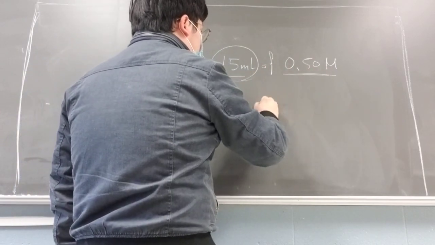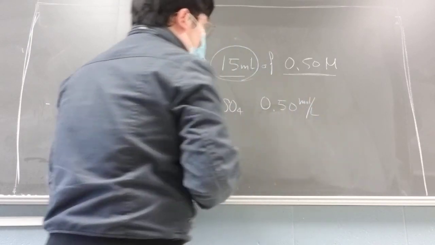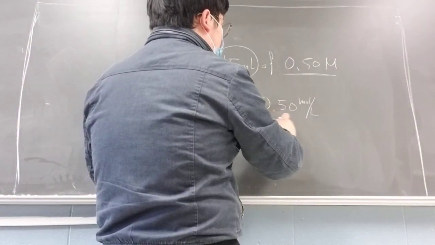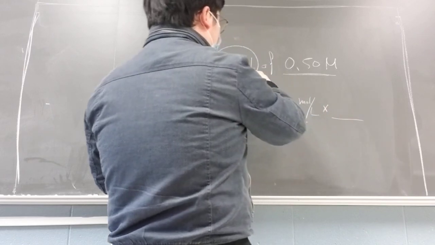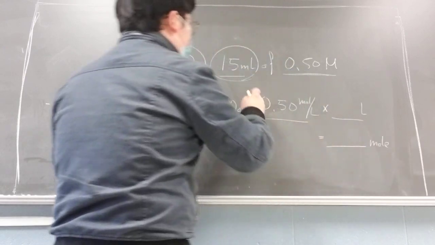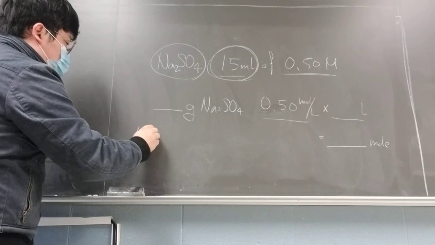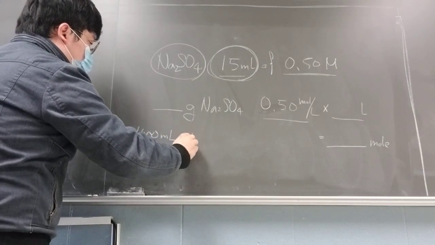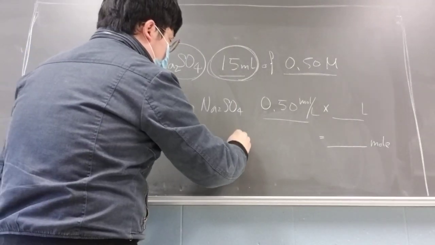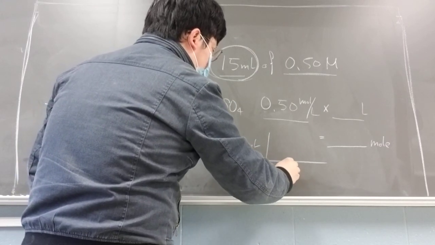So 0.50 molarity is the same as moles per liter, right? Okay, and then if you have a concentration number, remember this one: concentration times volume in liters is the number of moles. So the problem is here we have the volume in what? Milliliters. So 1,000 milliliters is equal to 1 liter. So for 15 milliliters, we just do the unit conversion.